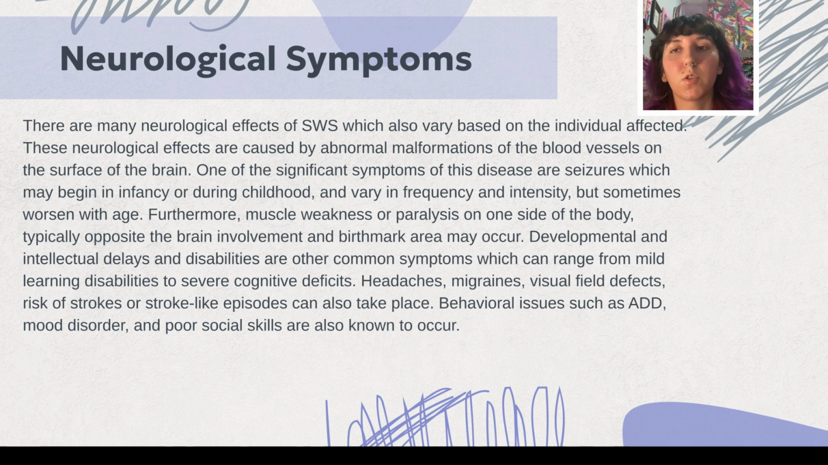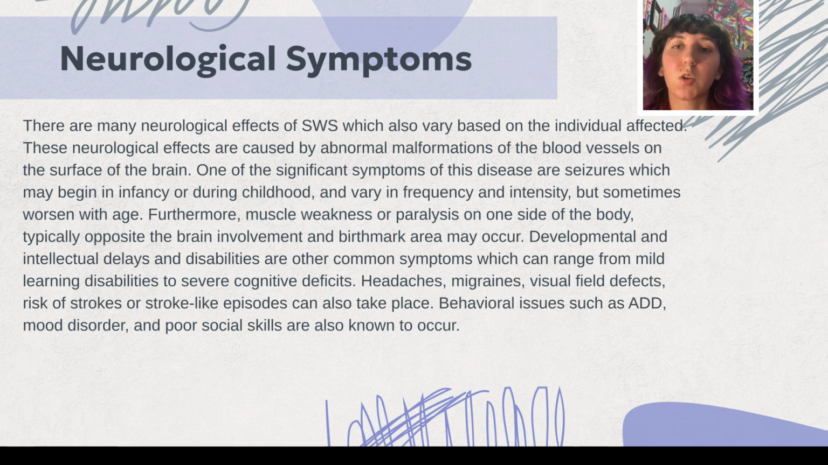Neurological symptoms of Sturge-Weber syndrome. There are many neurological effects of SWS, which also vary based on the individual affected. These neurological effects are caused by abnormal malformations of the blood vessels on the surface of the brain. One of the significant symptoms of this disease are seizures, which may begin in infancy or during childhood, and they vary in frequency and intensity, but sometimes worsen with age. Furthermore, muscle weakness or paralysis on one side of the body, typically opposite the brain involvement and birthmark area, may occur.